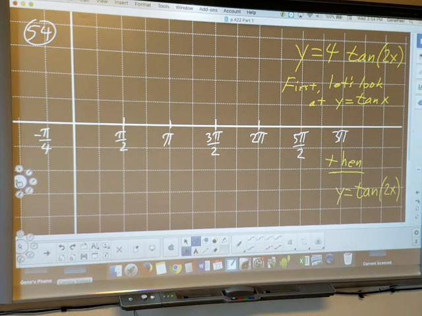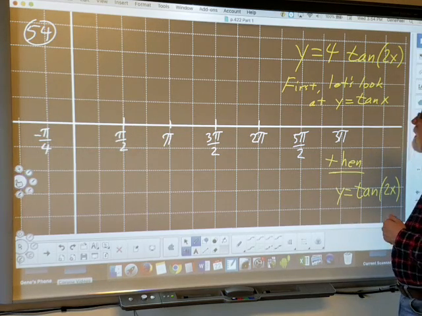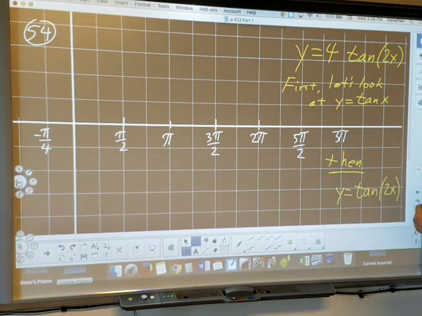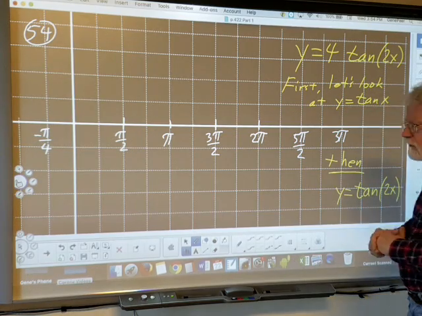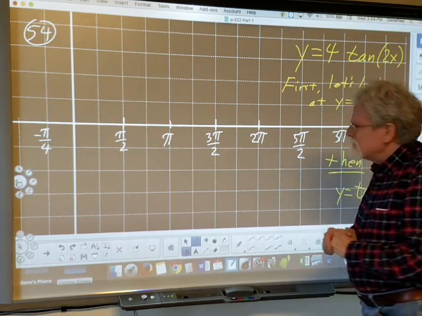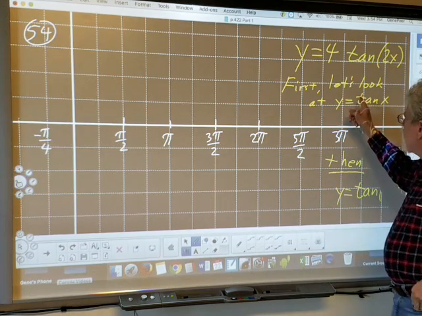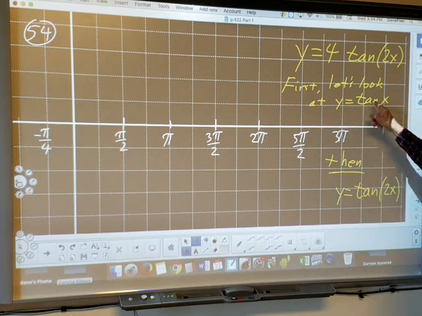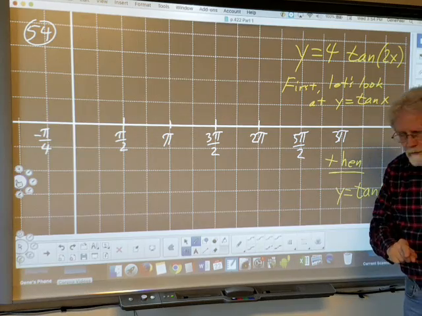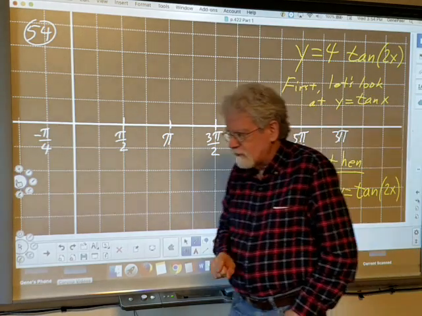Of course, you're hoping for a lot of those on the test because once you get the hang of it, they're pretty easy, aren't they? All right, this time we've got to graph something here. y equals 4 times the tangent of 2x. Well, before we do that, let's first of all just graph y equals tangent of x as a review. How do you graph y equals tangent of 2x?